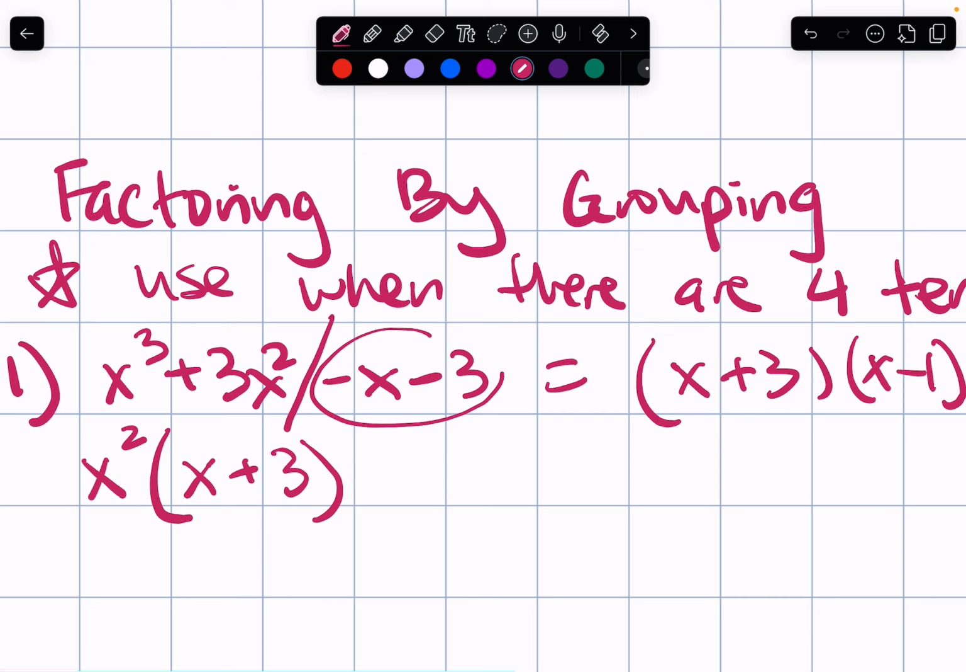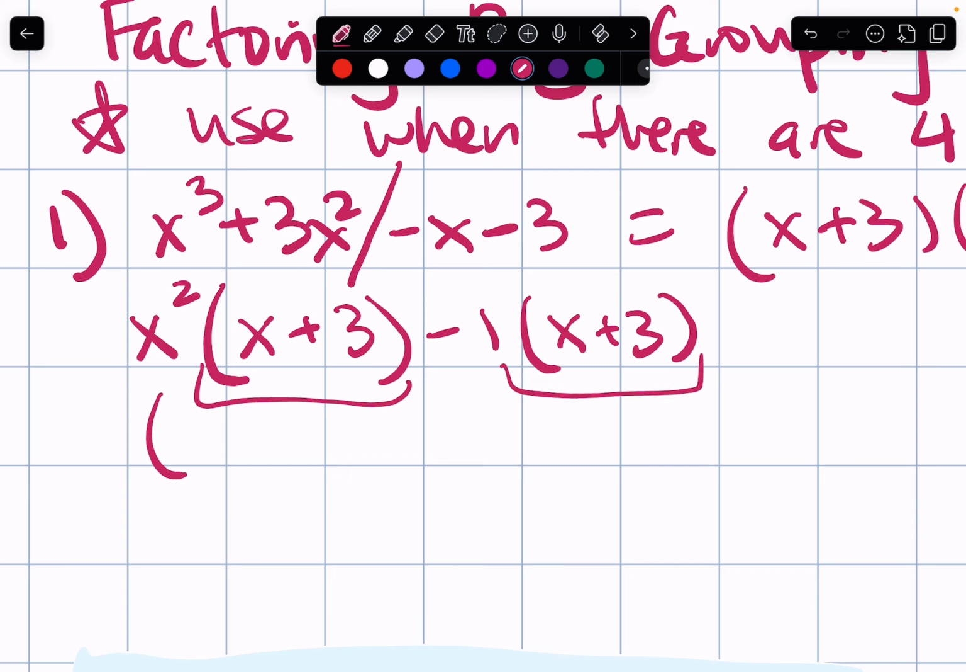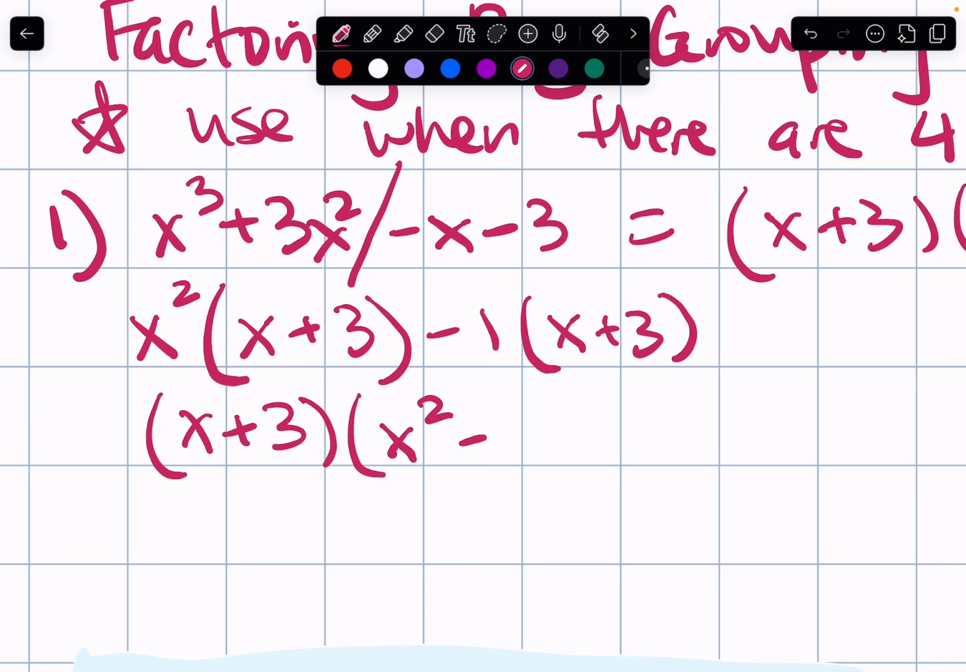Now we're going to factor the right side. A common factor I see is 1, and then it's going to be x plus 3. A way to fact check yourself: this and this have to be the same. And it is, so we know that we did it right. Then we factor that out, x plus 3 factored out, and you're just going to get x squared plus 1. And that is your answer.